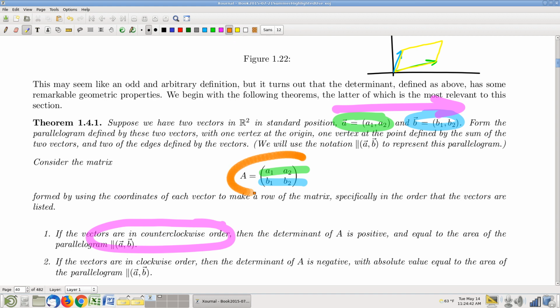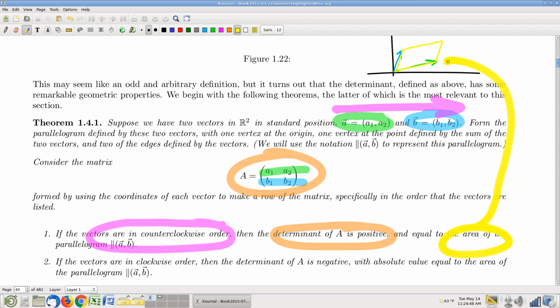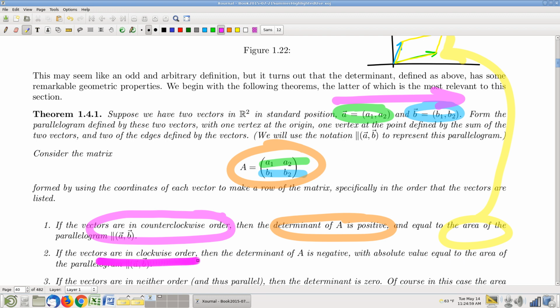The determinant is positive and equals the area of the parallelogram. And related, sort of the flip side, if the listing is in clockwise order, then the determinant is negative, and the absolute value of that negative determinant is the area.